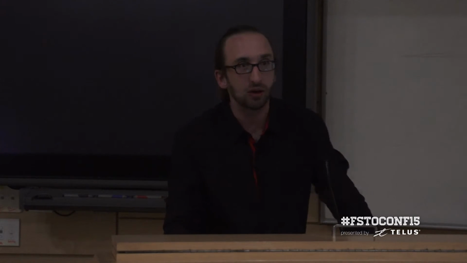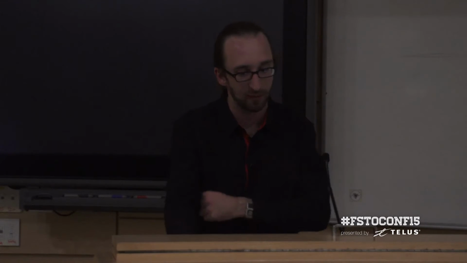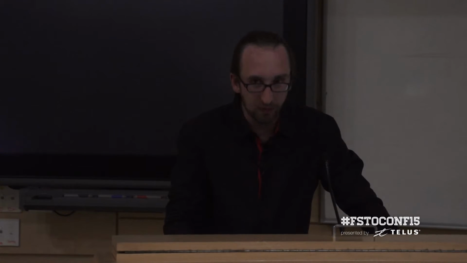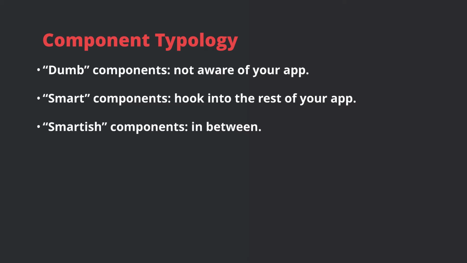Now, when you're thinking about components, it really helps to think about a typology of components. And here I'm stealing from other sources on the web, if you're familiar with this topic. The way to think about the different types of components is to think of them in terms of dumb components. Dumb components are components that are not aware of your application at all. So an example would be a button that just makes a click. It doesn't really know what that click means. A date picker, a menu selector, those kinds of things.